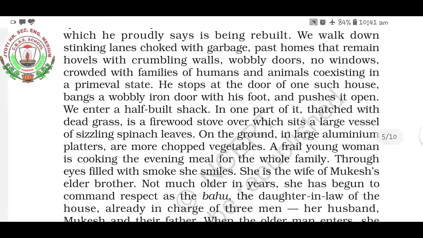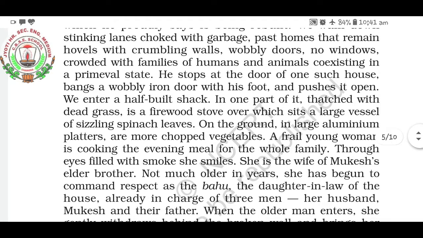A part of that shack had its roof covered with dead grass, and it was a kitchen. A firewood stove was set up there, on which a big vessel was placed in which spinach leaves were sizzling as they cooked. On the ground, a big aluminium plate held chopped vegetables. Near that stove, a frail, not very healthy young lady was cooking the evening meal for the family.